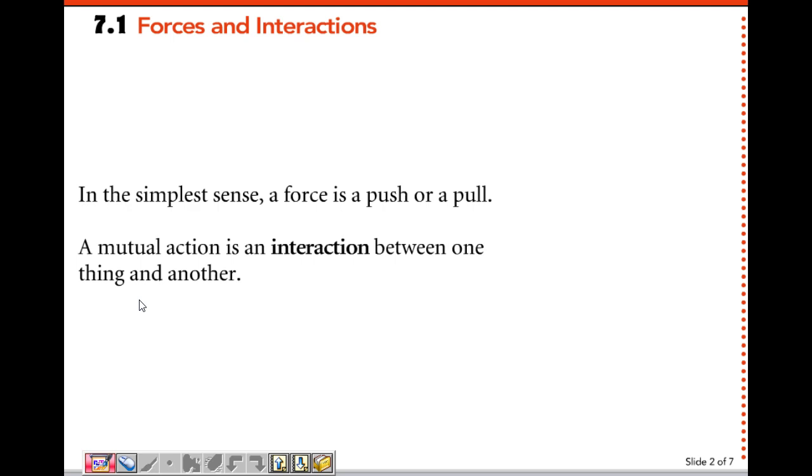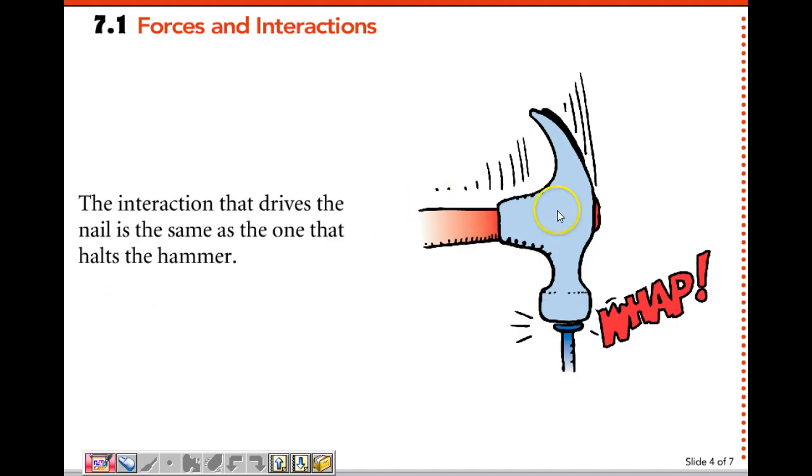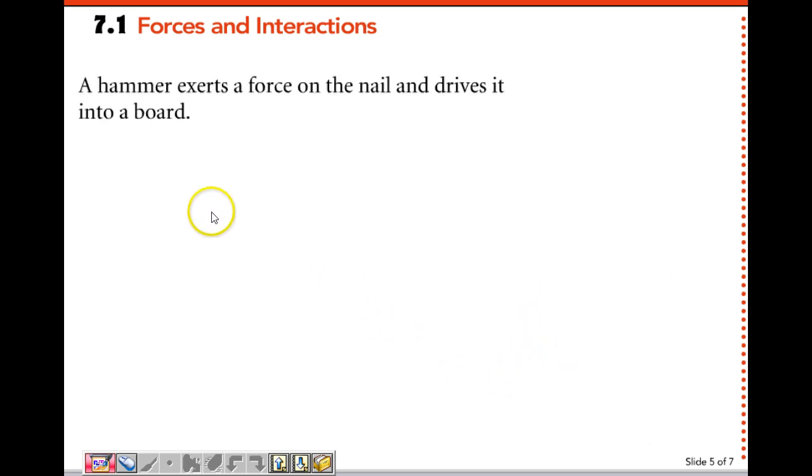interacting with each other. For instance, if this guy is going to push on the wall, he's going to exert a force on the wall by leaning on it. The wall also exerts a force back on the person. A hammer that drives a nail. The hammer drives the nail. We would also say that the nail halts the hammer. The nail exerts a force on the hammer, so as it hits it, the nail stops the hammer.